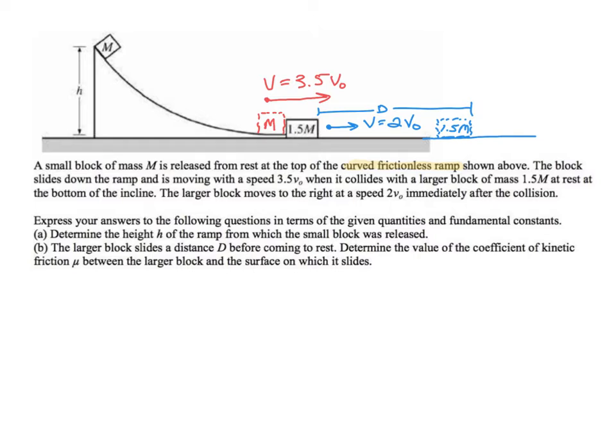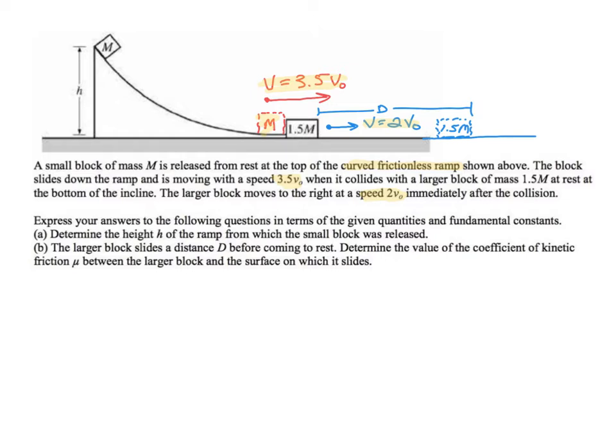The block slides down the ramp, and they give you the speed with which it's moving when it collides with a larger block, 3.5 v0. So I showed that up here in my little diagram that I drew. The block M at the bottom at 3.5 v0. The larger block with 1.5 m moves to the right at speed 2v0 right after the collision. So I have that here.